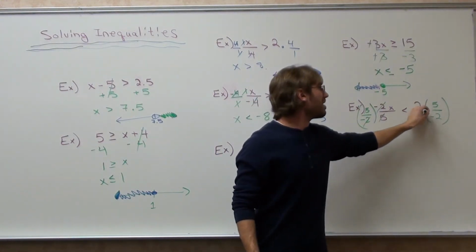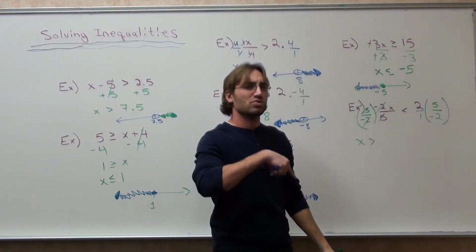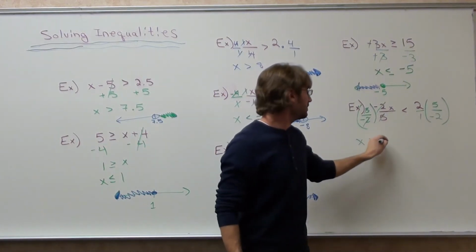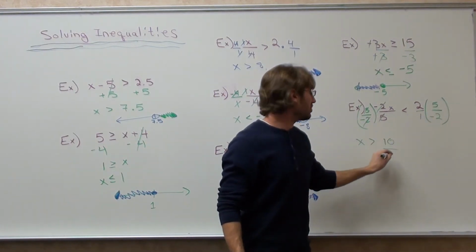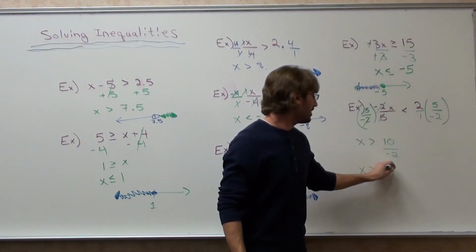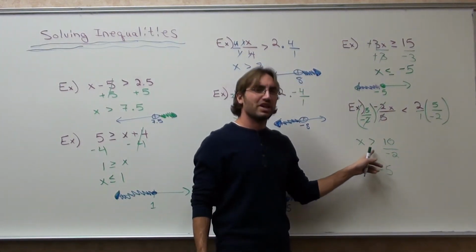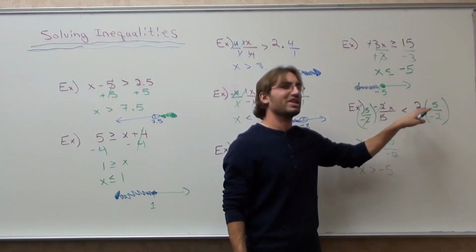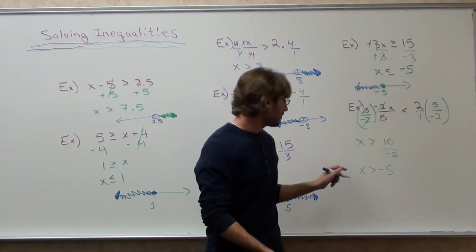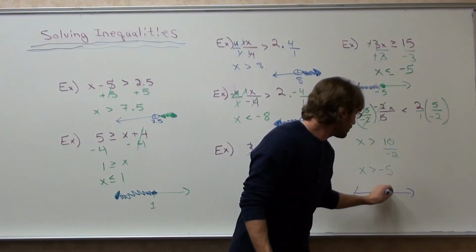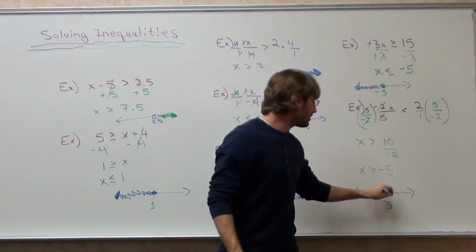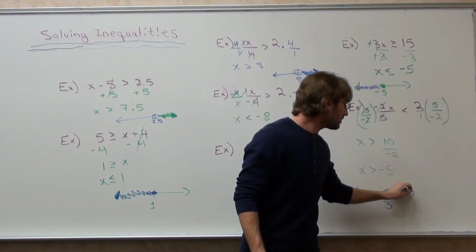2 times 5, maybe we'll do this, 2 over 1, because students will still mess this up. 2 over 1 times 5 over negative 2, 2 times 5 is 10. 1 times negative 2, negative 2. 10 divided by negative 2, negative 5. Now some students are going to say, don't I flip it again? No. Because you never actually completed that step. Complete the step. It's still the same. Open circle, arrow goes that way.